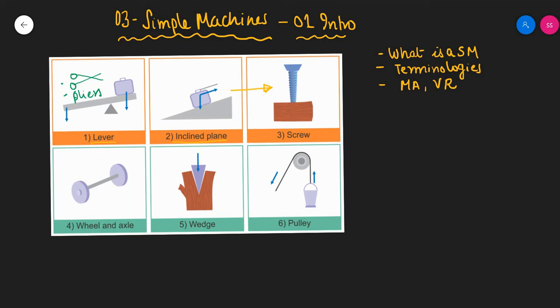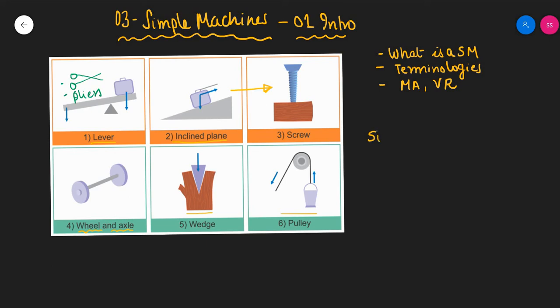A wheel and axle has changed the world, the way we live and the way we do transportation, move from one place to another. And then you have the wedges, and wedges are used to split open wood, or a nail and stuff like that are examples of wedges. And then your pulley.